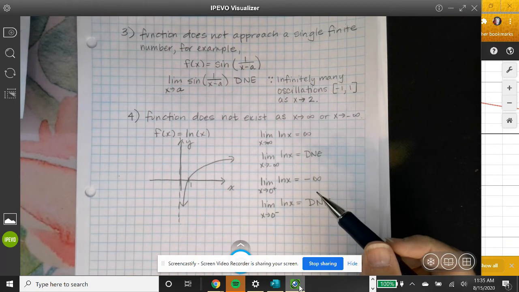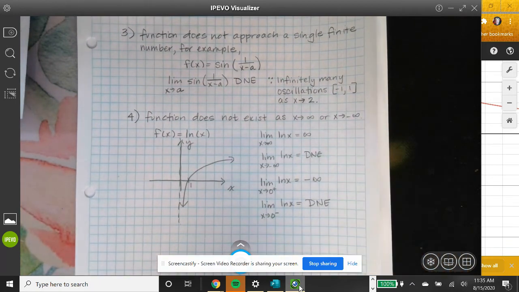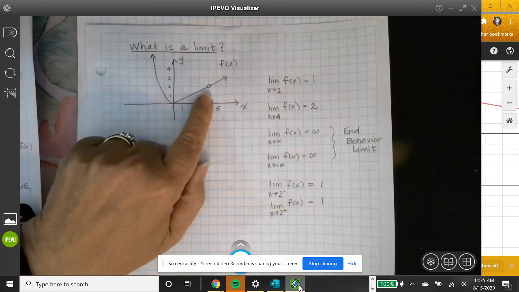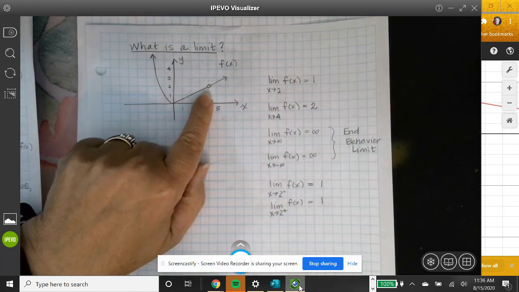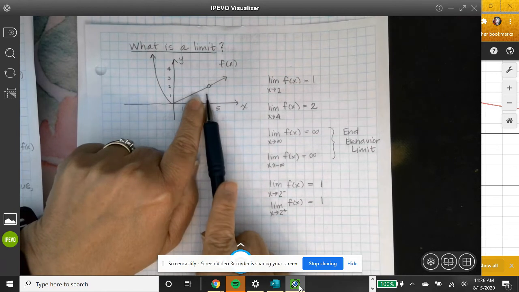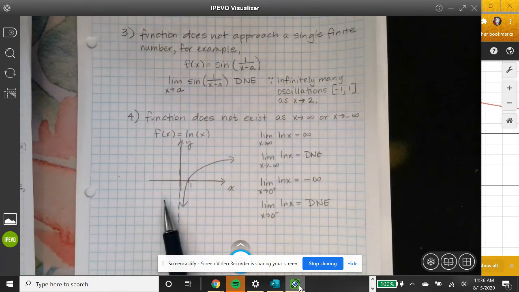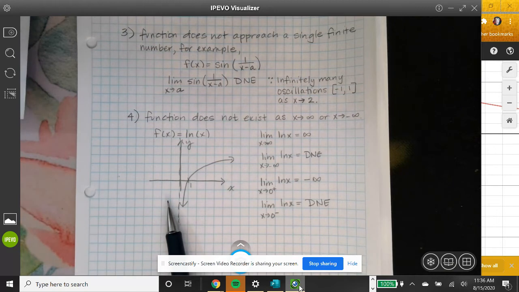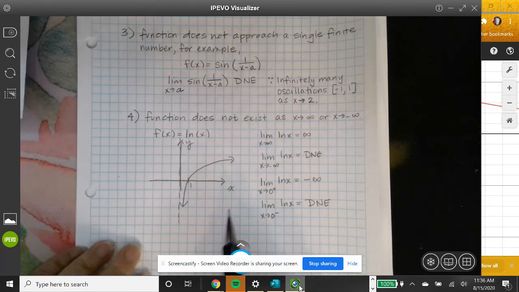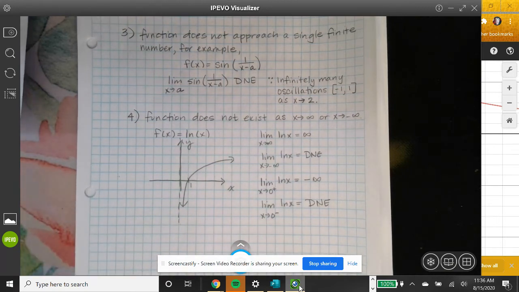Now, I don't want you to get that confused with a removable discontinuity, where there is no function at one point, because that's different. This is a break in the domain, versus this one here, where the domain hasn't even started yet. So that's how it's subtly different. I wanted to make sure that we understood the difference there. Those are, in a nutshell, the 4 reasons why a limit might not exist.